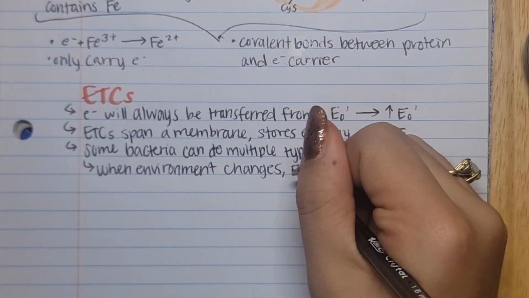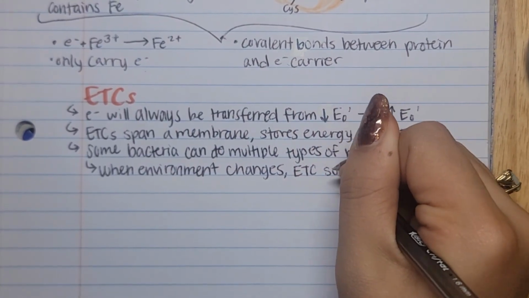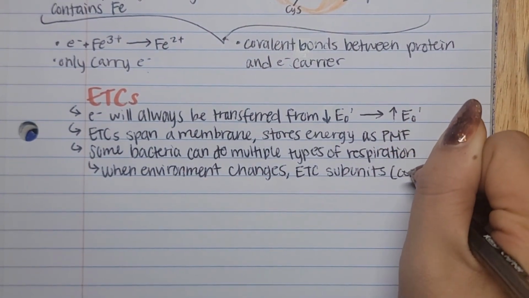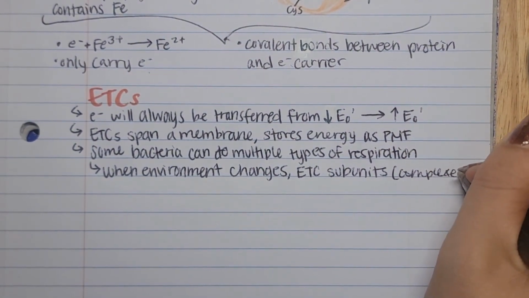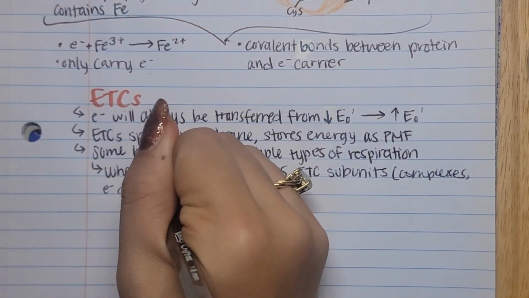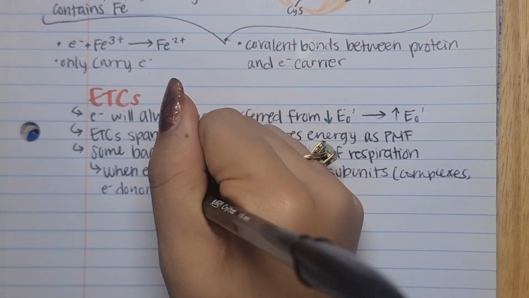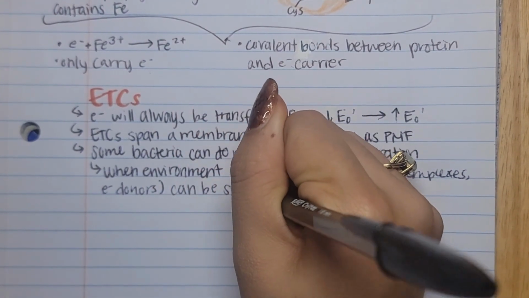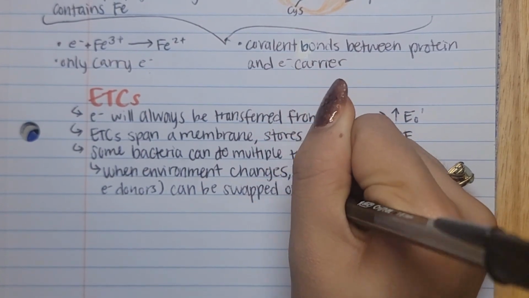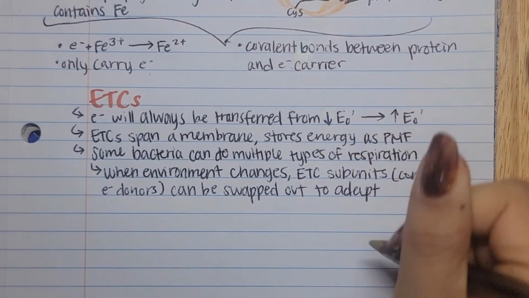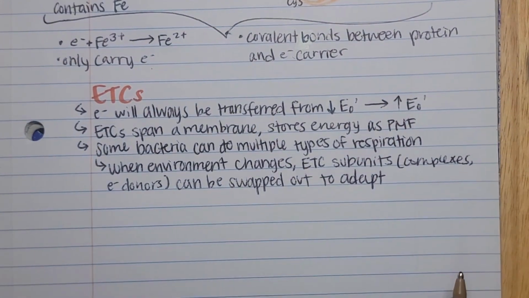So the electron transport chain subunits, like certain protein complexes, or the specific electron donors you use, can be swapped out to adapt. So that's really cool. It can make sure that they're always doing the best thing considering their environment.